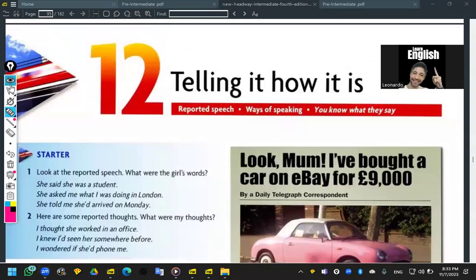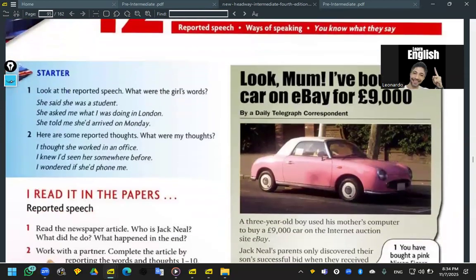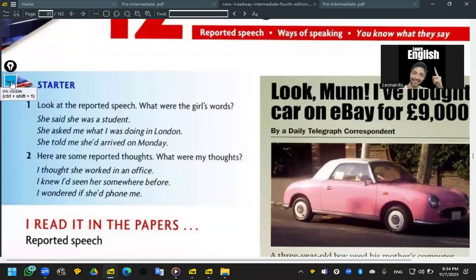Hey guys, I think it's time to start discussing Unit 12. Unit 12 is about telling it how it is, and it is about reported speech, which is one of the most important lessons in Level 6. And we have ways of speaking, and you know what they say. Before we go into details, I think we have to answer these warm up questions.